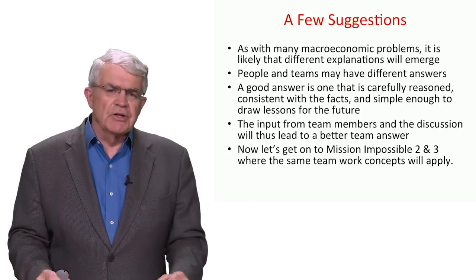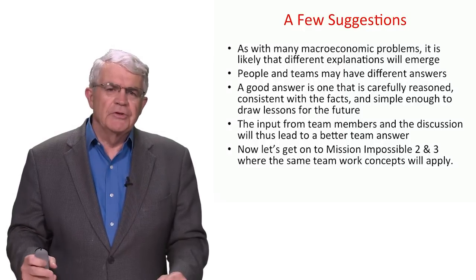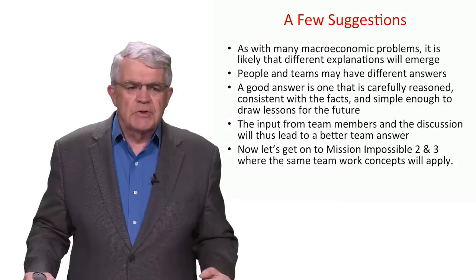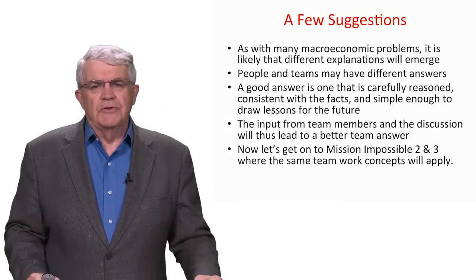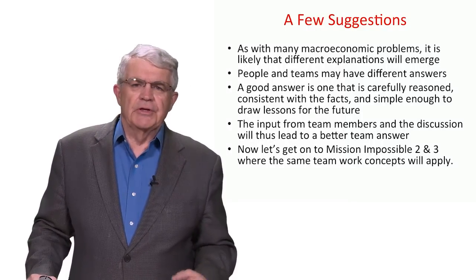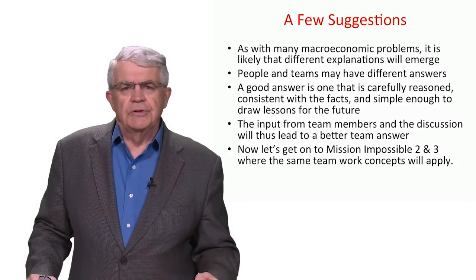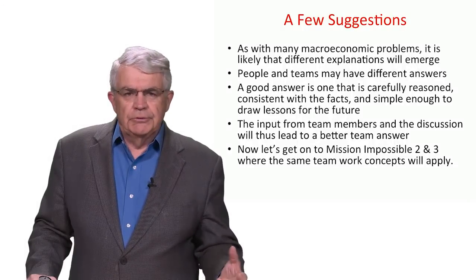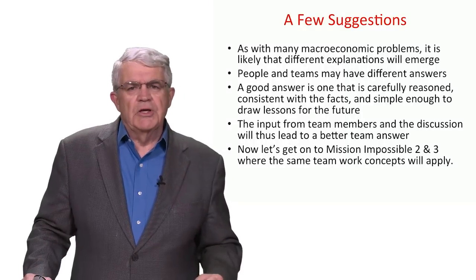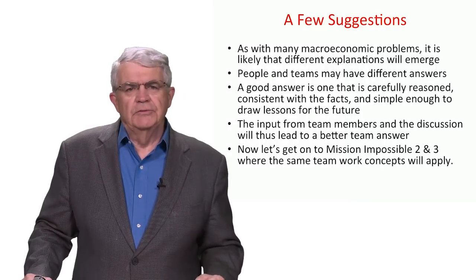Now, let me come in at this point. I think you see the instructions that are associated with Mission Impossible 1, but I have a few suggestions as you think about this. As with most macro problems that we've considered, it's likely that there's going to be different explanations for this. Different explanations are going to emerge as you get together with your team. People on each team, and in fact teams, may have different answers to this question, to this explanation of why the shares of spending did what they did.